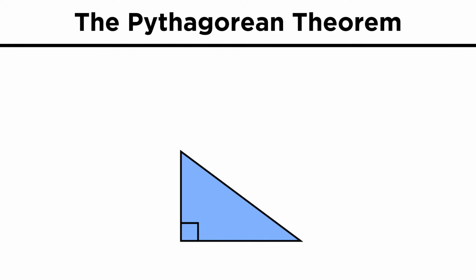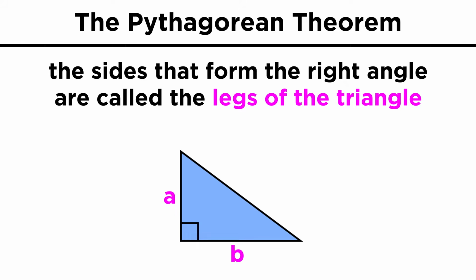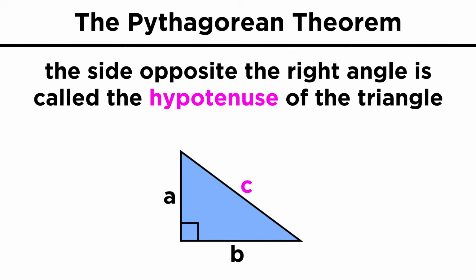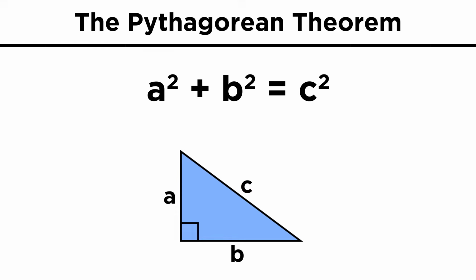In a right triangle, there is one 90-degree angle by definition. The two sides that meet to form this right angle are called the legs of the triangle, and the third side, the one opposite the right angle, is called the hypotenuse. This theorem states that the sum of the squares of the legs of a right triangle is equal to the square of the hypotenuse. This is represented by the equation a squared plus b squared equals c squared, where a and b are the legs and c is the hypotenuse.